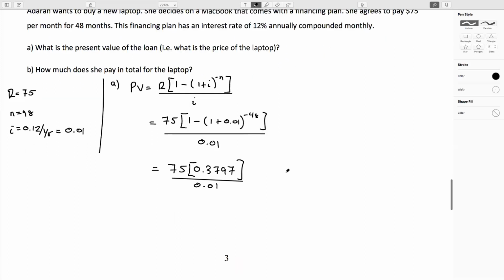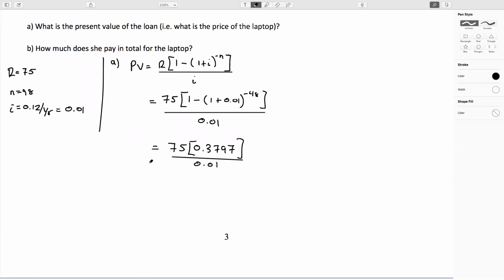All right, and we end up with a present value of $2,848.05. So we can think of that as being how much the price of her laptop was before she agreed on this loan. Companies won't call them loans; they'll call them financing plans.